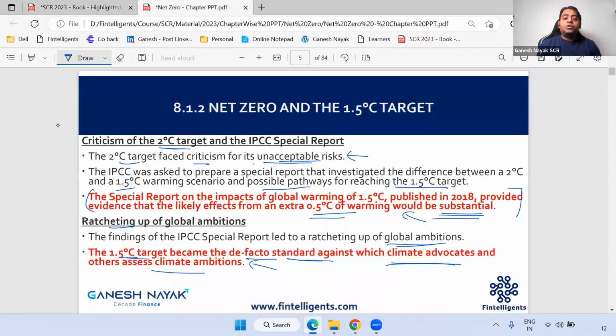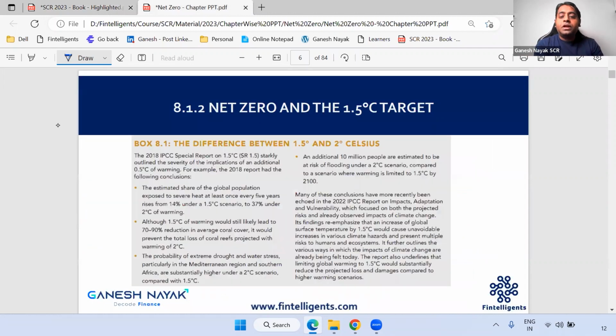There is a section also in the book which talks about the special report on the difference between 1.5 degrees Celsius and 2 degrees Celsius. Over here they have given how it is going to impact the climate. For example, an additional 10 million people are estimated to be at risk of flooding because of 2 degrees Celsius. Then there are going to be extreme droughts and water stress, particularly in the Mediterranean region, when we are looking at 2 degrees Celsius compared to 1.5 degrees.